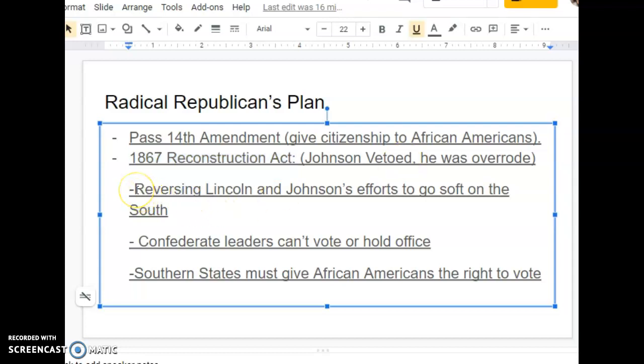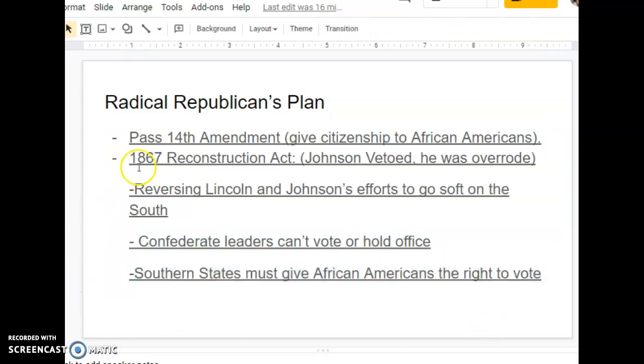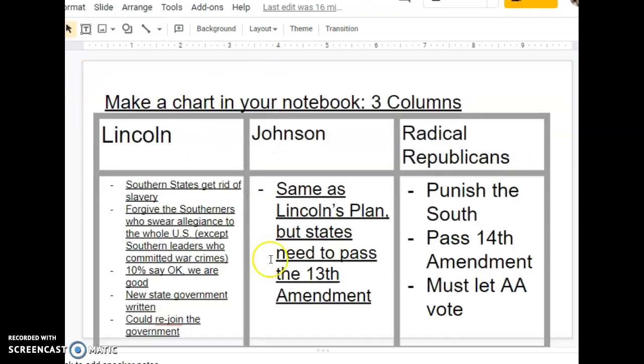They reverse Lincoln and Johnson's effort to go soft on the South. So anything Johnson and Lincoln forgave, the Radical Republicans were like, we're not forgiving that. We're punishing them. Confederate leaders were told they couldn't vote or hold office. That was in the 14th Amendment. And then Southern states must give African Americans the right to vote was the other condition for the Radical Republicans plan. So here's the stuff kind of that you just wrote down.